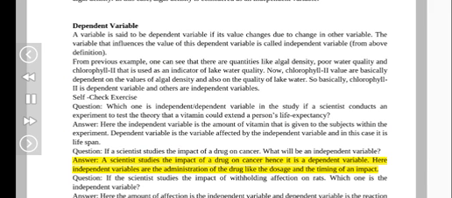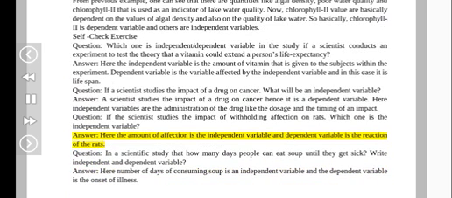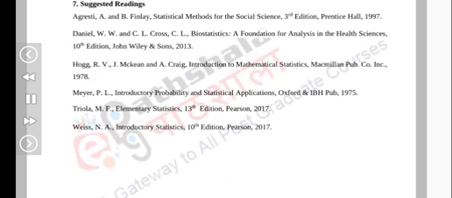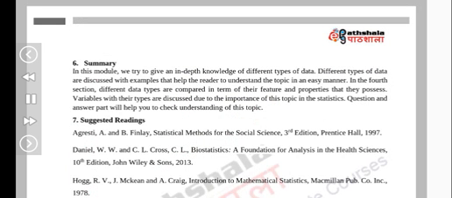Answer: A scientist studies the impact of a drug on cancer, hence cancer is the dependent variable. Here the independent variables are the administration of the drug, like the dosage and the timing. Question: If the scientist studies the impact of withholding affection on rats, which one is the independent variable? Answer: Here the amount of affection is the independent variable and the dependent variable is the reaction of the rats. Question: In a scientific study of how many days people can eat soup until they get sick, write the independent and dependent variable. Answer: Here the number of days of consuming soup is the independent variable and the dependent variable is the onset of illness.